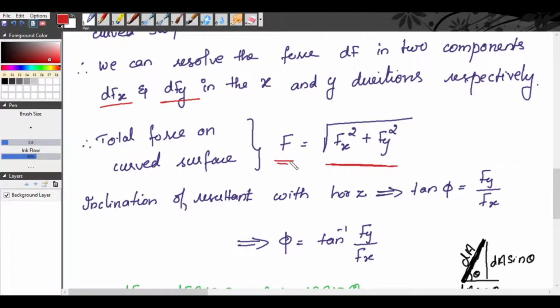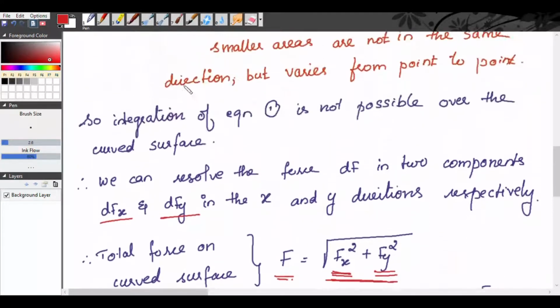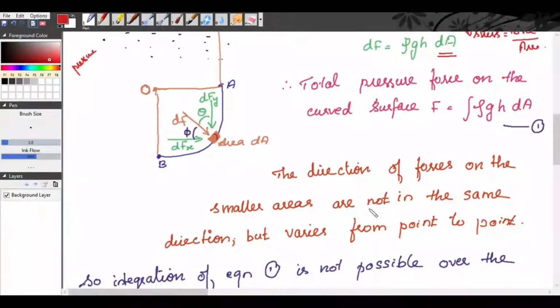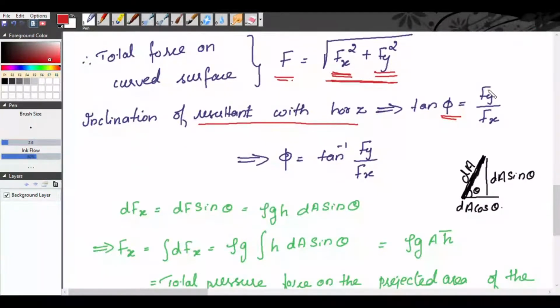So the total force becomes the square root of Fx square plus Fy square, where Fx is the total force of the horizontal components of all the smaller areas and Fy is the total force of the vertical components of all the smaller areas. Now the inclination of the resultant is given by tan phi equal to Fy by Fx, where phi is the angle of the resultant with the horizontal. So phi is equal to tan inverse of Fy by Fx.